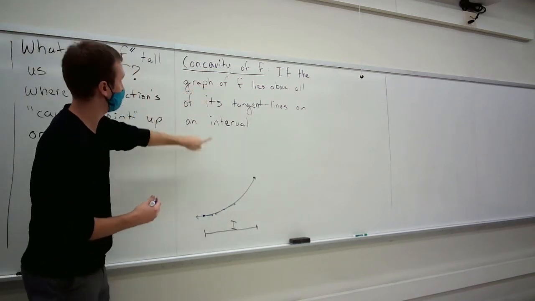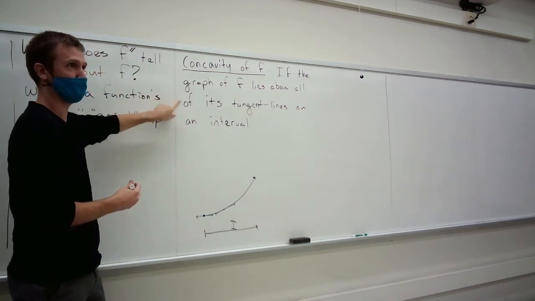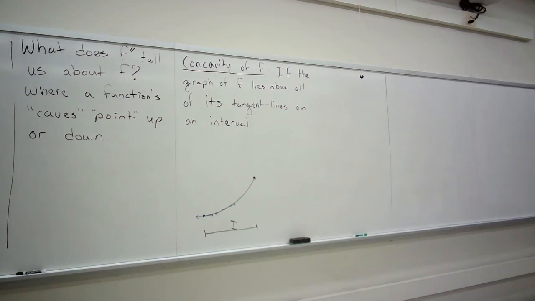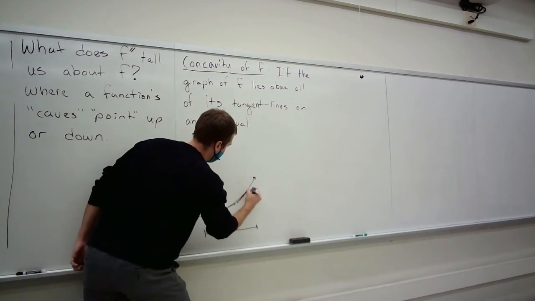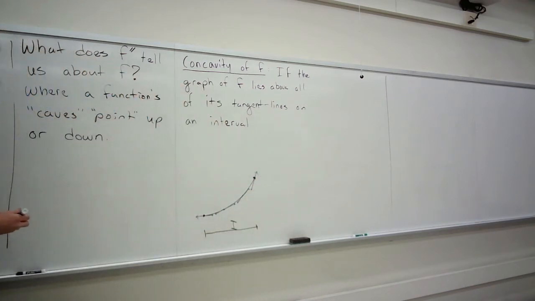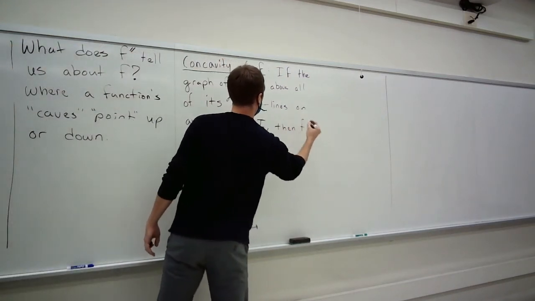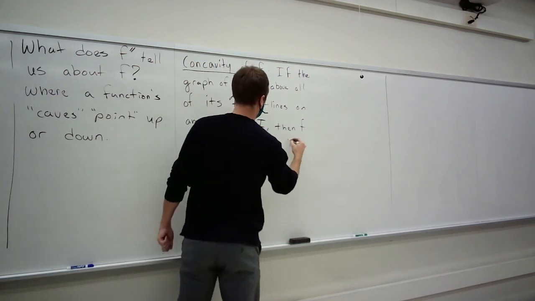If the graph, the black one, of f lies above all of its tangent lines, the blue ones, that's what I'm saying here. So this is an example where the function is always above its tangent lines on this entire interval. I take any point, just keep drawing tangent lines. I'm cheating that time, sorry. If the graph remains above the tangent lines for every point on that interval, then we're going to say that this function is concave up on the interval.